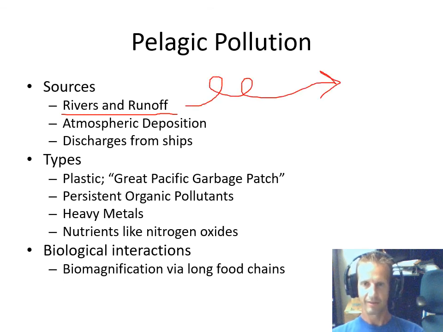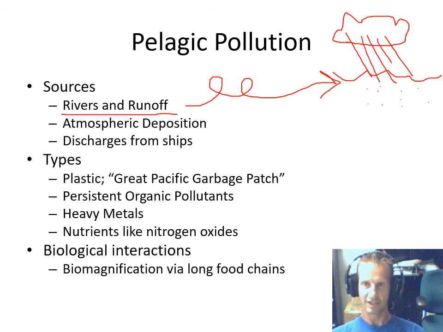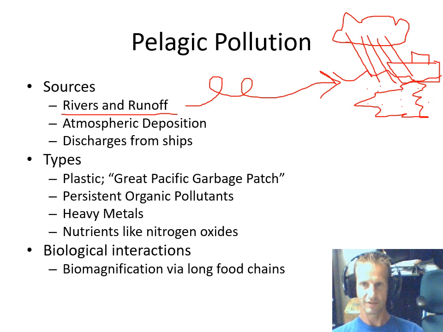Air pollution can be deposited into the ocean, so clouds of pollution, when it rains, can be introduced into the water as those particles of pollution are brought down by that precipitation. And then discharges from ships. So ships that dump their trash or that spill oil or fuel out into the ocean can pollute the pelagic ocean. And there's a lot of different types of harmful substances released into the pelagic environment that we can consider pollution.